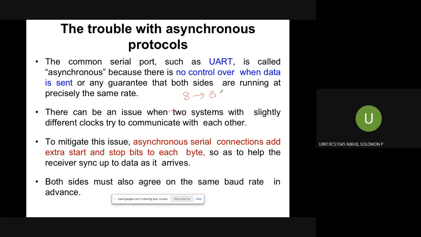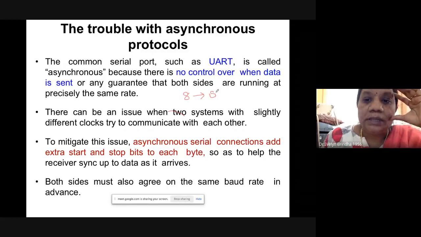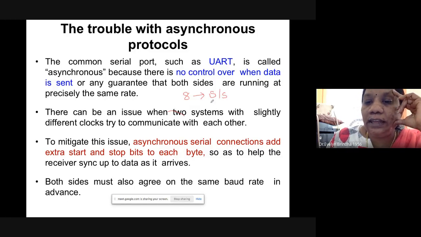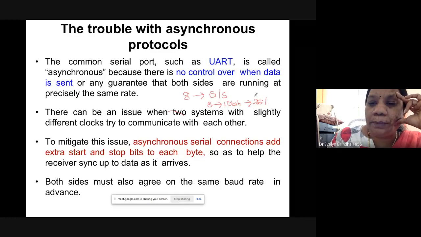Ma'am, 2 bits are attached. What are the 2 bits? Start and stop. Very good. Start bit and stop bit, right? 2 bits are attached. So for sending every 8-bit data, we actually need to send it as 10-bit data. The overhead we saw was 25%.